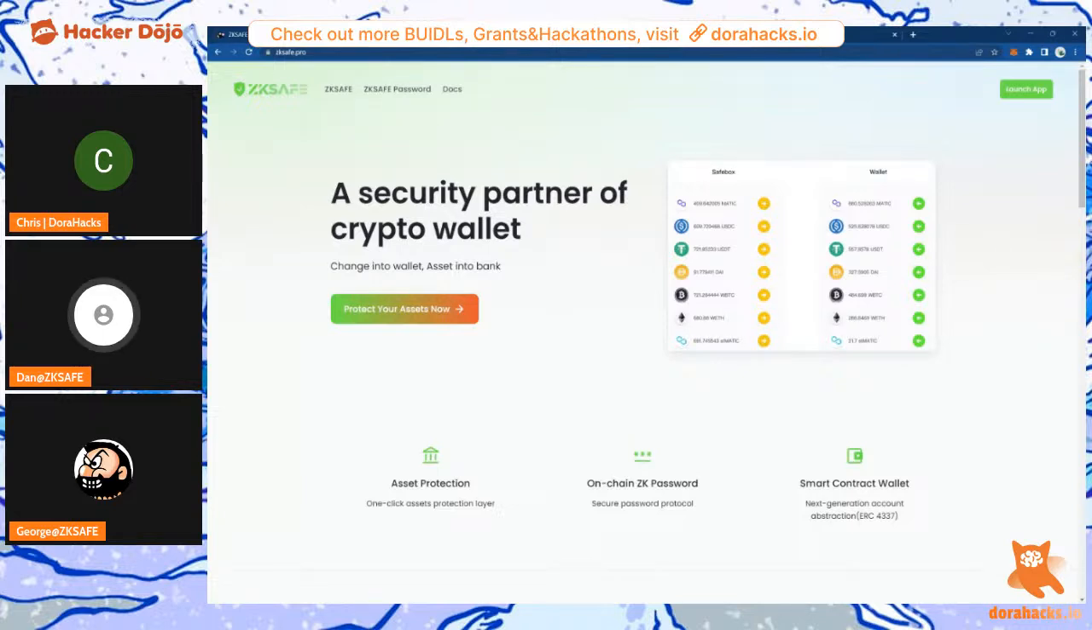And so on the market now, people have multi-sig and sort of MPC. So we split the private key into different parts and have multiple private keys to do the multi-sig.